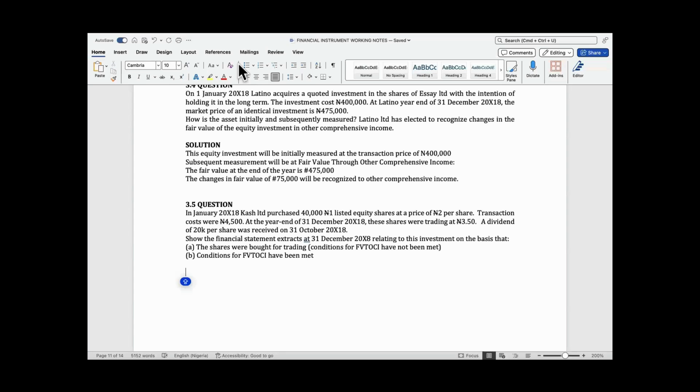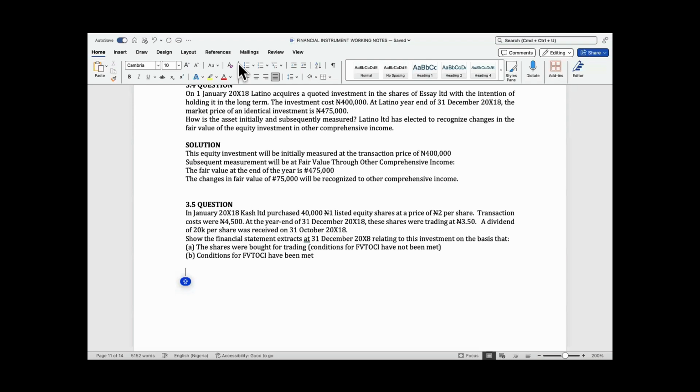In January 2018, Cash Limited purchased 40,000 naira 1 naira listed equity shares at a price of 2 naira per share. Transaction costs were 4,500 naira. At the year end of 31st December 2018, these shares were trading at 3 naira 50 kobo. A dividend of 20 kobo per share was received on 31st October 2018. Show the financial statement extracts at 31st December 2018.